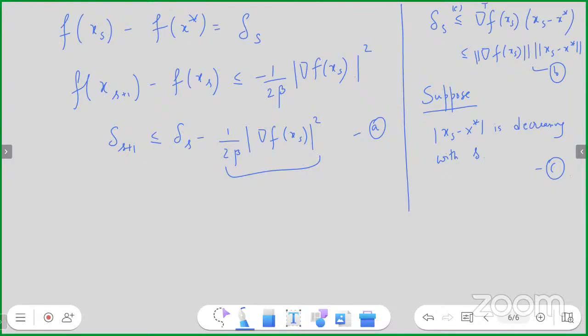Since x_s minus x star is decreasing, we can choose a small positive epsilon such that x_s minus x star is smaller than that. Yeah, but that won't help you, think about it. It's not a limiting argument in any which way. What are we after? We are after proving that after t steps, the distance has gone down by 1 over t. It's not a limiting argument of that sort.